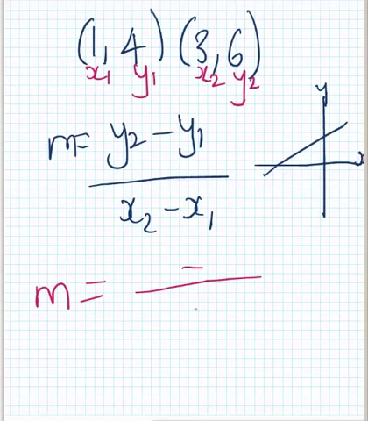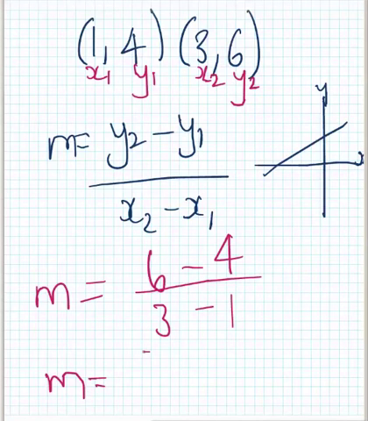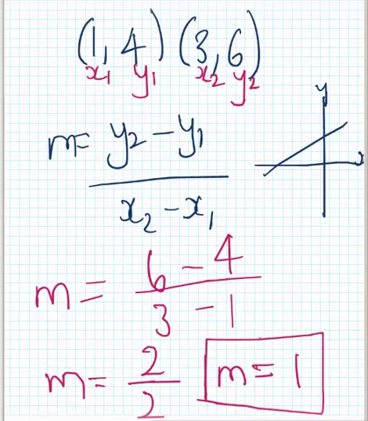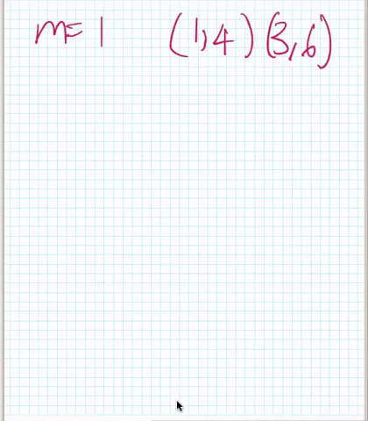So y2 is 6, and then minus y1, which is 4. x2 minus x1, 3 minus 1. And we end up with m equals 6 minus 4 is 2 over 3 minus 1 is 2. So this equals a positive gradient, a +1. So similar to the other equation we had, the other gradient. Okay, so now let's substitute m equals 1 into the equation.